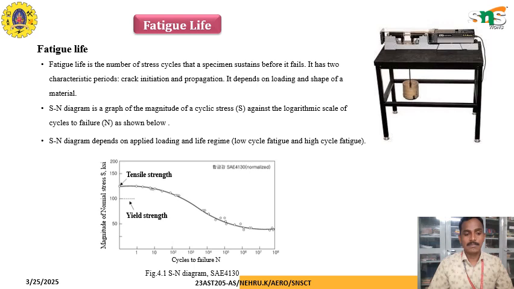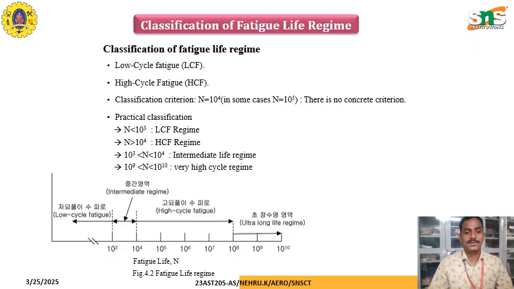An S-N diagram is a graph of the magnitude of the cyclic stress against the logarithmic scale of cycles to failure, that is N, which is shown in the figure. That is an S-N diagram: stress versus number of operating cycles. Stress is the magnitude of the normal stress, and N is the cycles to failure. The S-N diagram depends on applied loads and the life regime, low cycle fatigue and high cycle fatigue. So these are the two types of fatigue life.